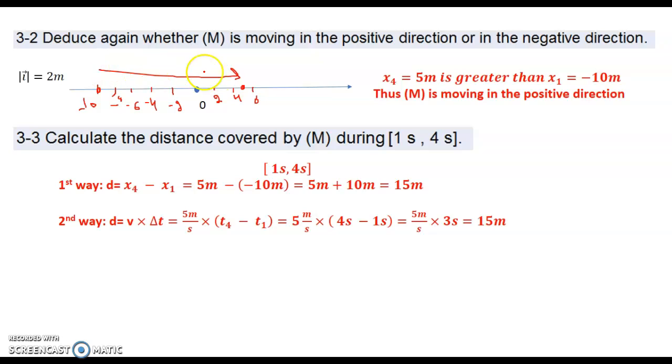So it moved from this position to this position here. So let's count 2, 4, 6, 8, 10, 12, 14, 15. Or the second way, because it's uniform rectilinear motion, we can use this formula to calculate the distance, which is d equal v times delta t. The speed is constant, 5 meters per second times t4 minus t1, t final minus t initial. So the duration of this interval of time is 3 seconds and the distance is 15 meters.